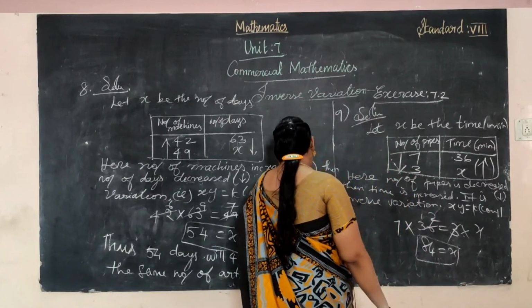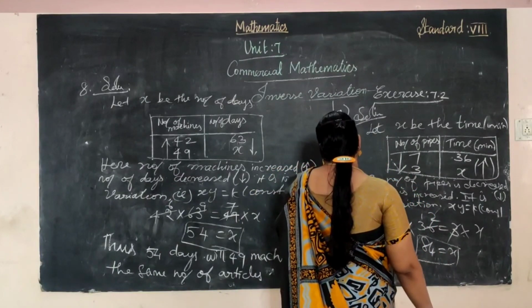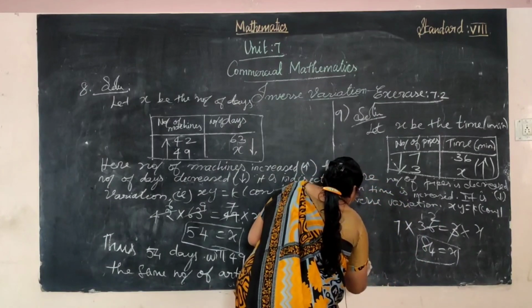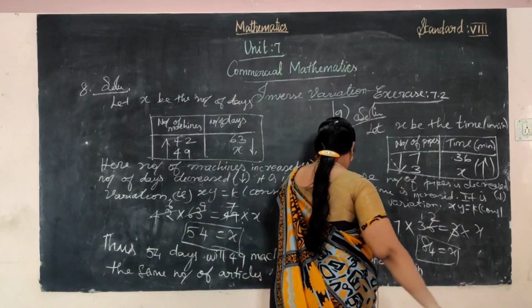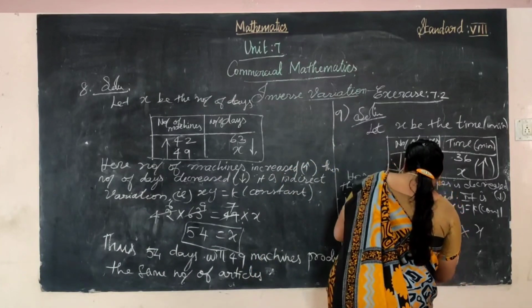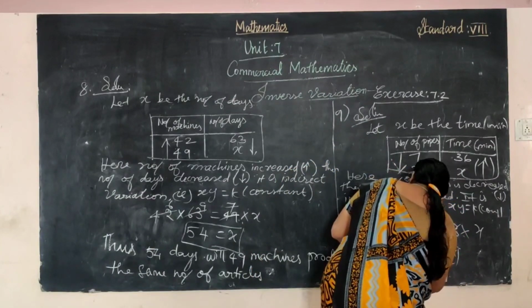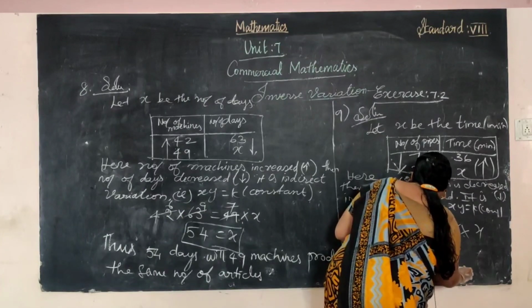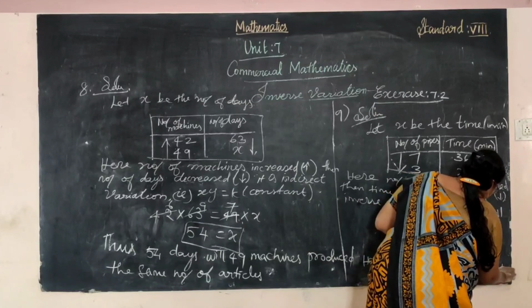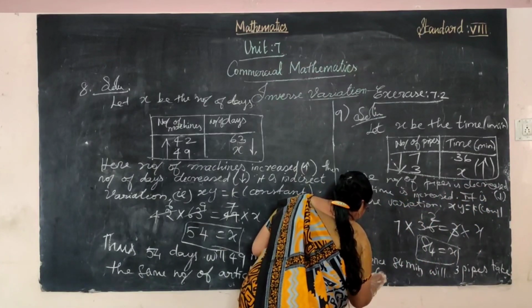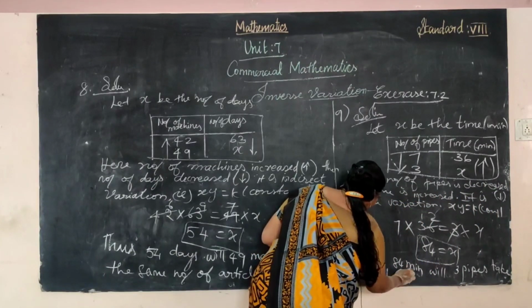Hence 84 minutes needed. Hence 84 minutes will 3 pipes take to fill the tank.